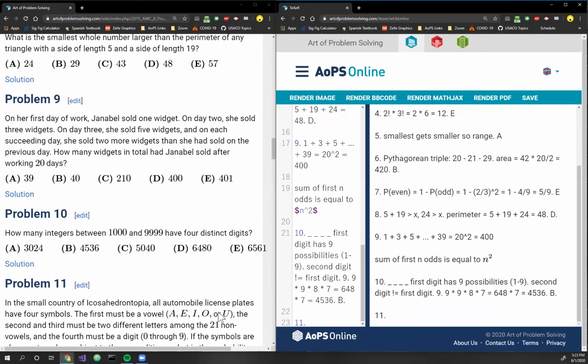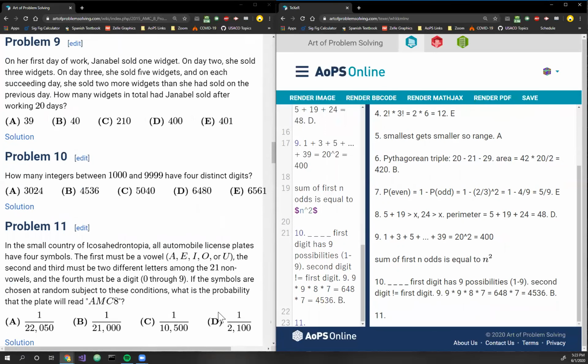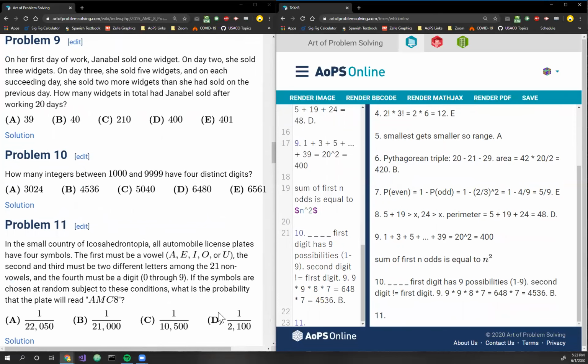Okay, so for number 11, you have license plates and it gives something that the license plates have to follow. It's 4 digits long, so let's just have underscores again.